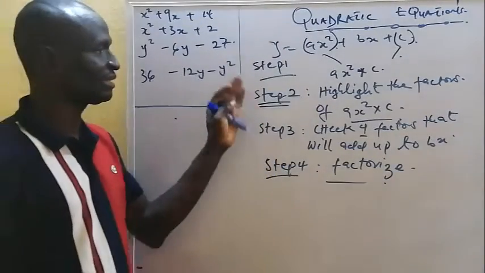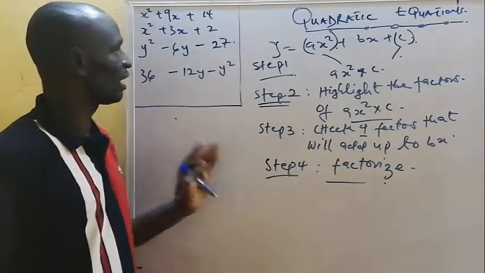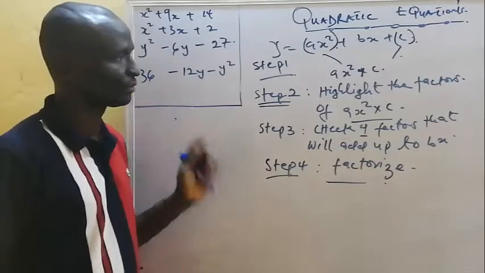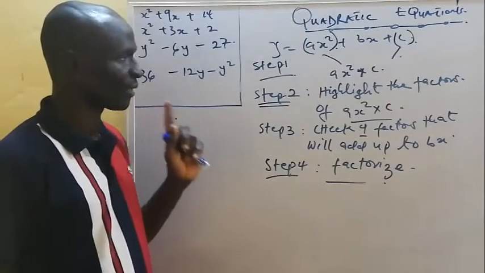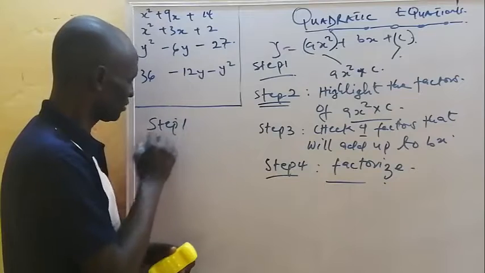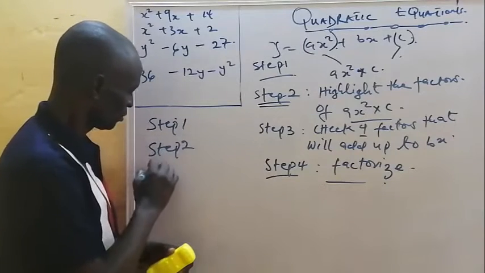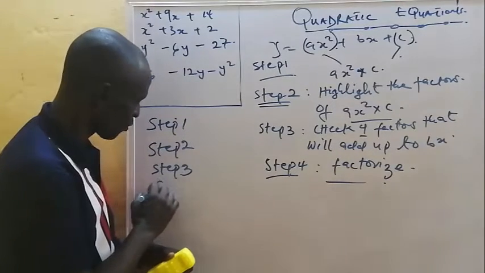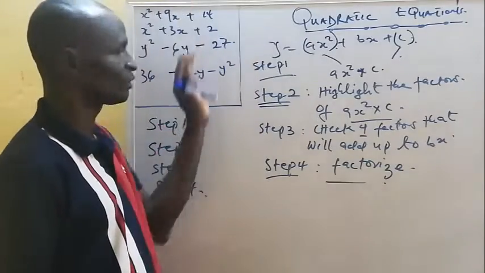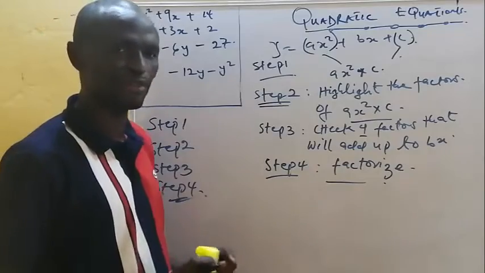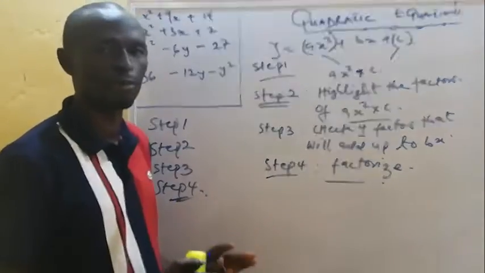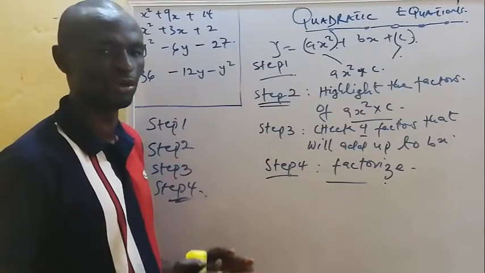To help us understand these 4 basic steps, I have chosen 4 questions that we'll use as examples. Remember our step 1, let's highlight the steps here. We have step 1, step 2, step 3, and we'll go through step 4. We'll use these 4 steps to solve these 4 questions. I believe that at the end of this, you will understand how to solve any form of quadratic equation with the factorization method.